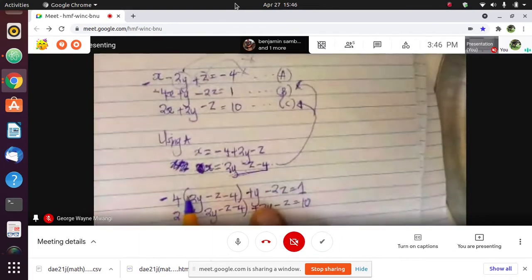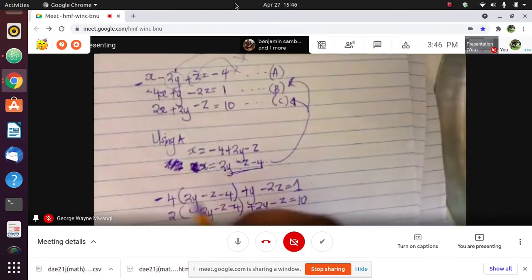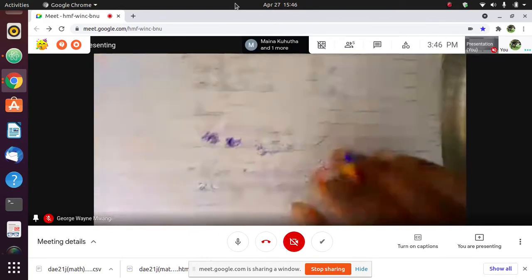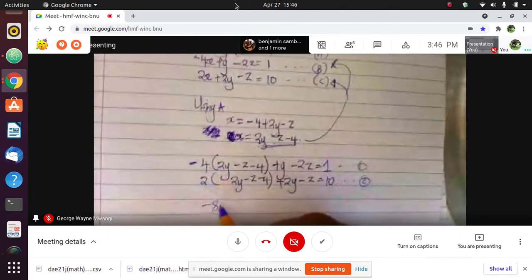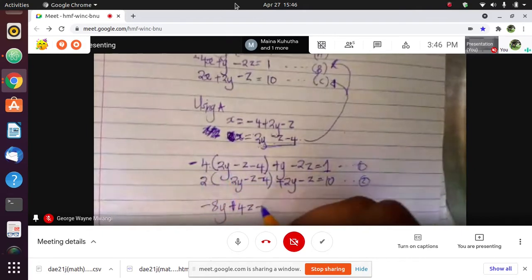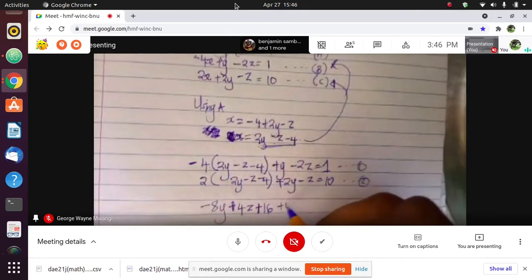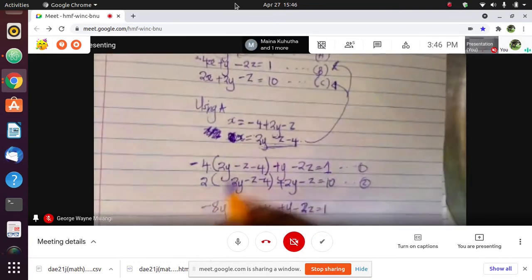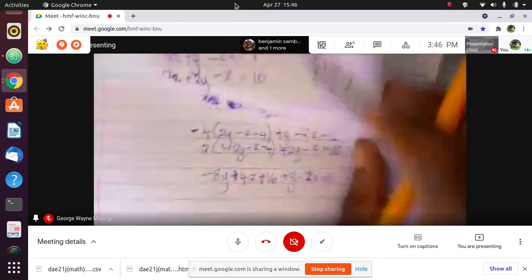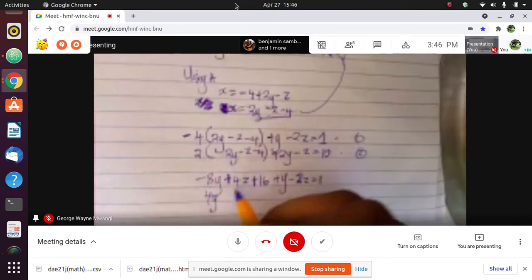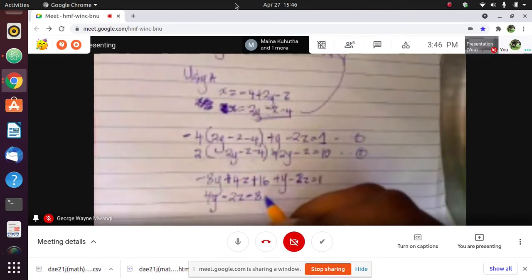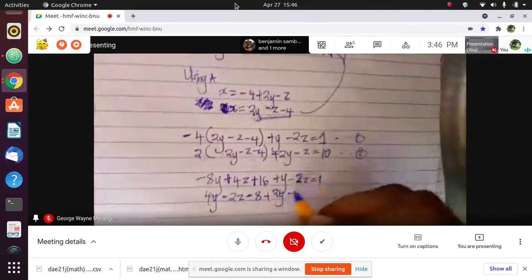Let us simplify. Let us open these brackets. So the first one, let me label this as 1 and this as 2. So this first one will be minus 8y, minus 4 times minus z becomes plus 4z, minus 4 times minus 4 becomes plus 16, plus y minus 2z is equals to 1. And the second equation, opening those brackets, becomes 4y, 2 times minus z becomes minus 2z, 2 times minus 4 becomes minus 8, plus 2y minus z is equals to 10.